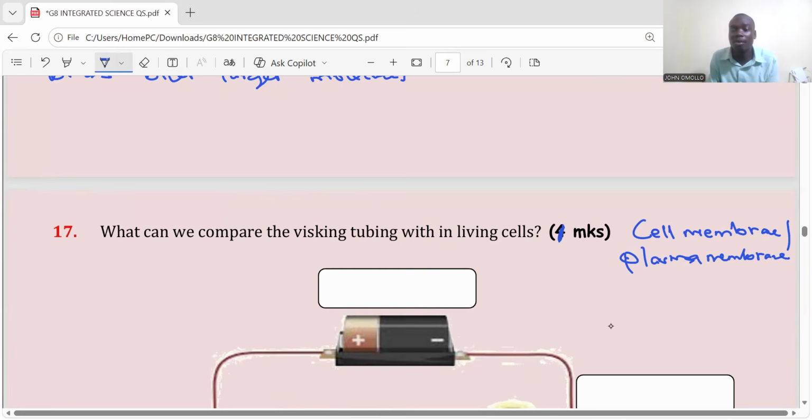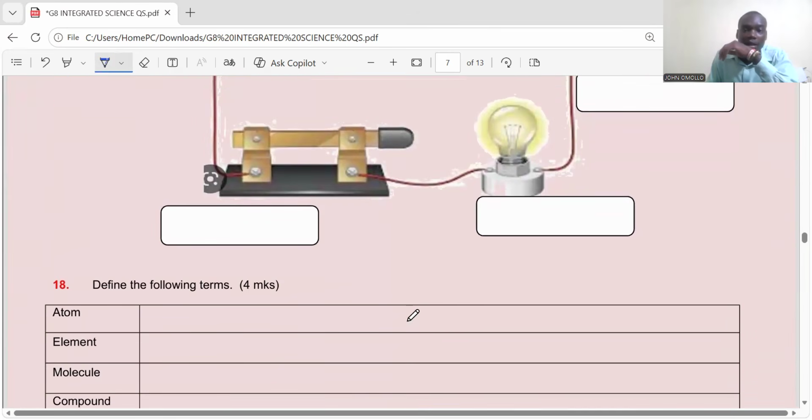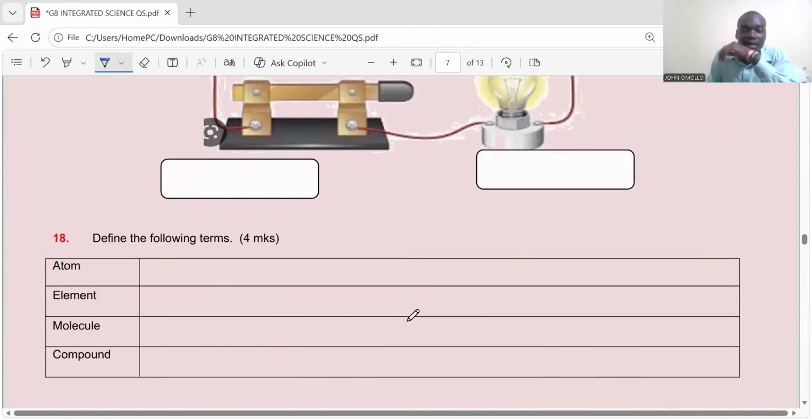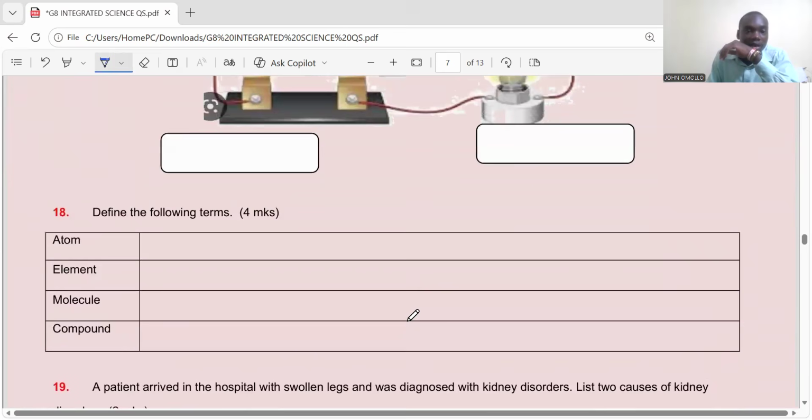Because it is semi-permeable. Or plasma lemma. Good. Number 18, there is a diagram, but this diagram is not supposed to be here. So we are going to skip that one.